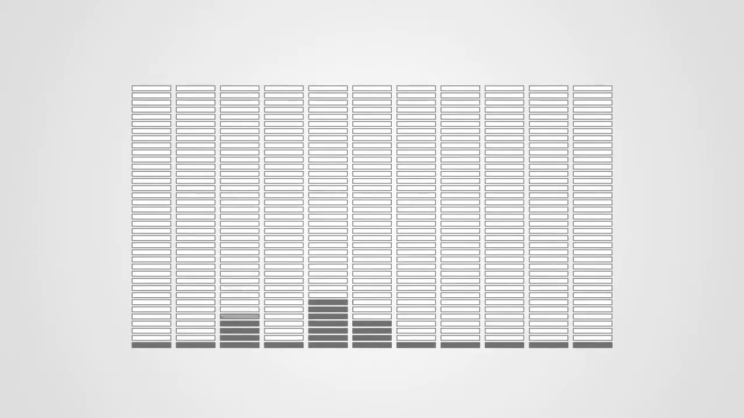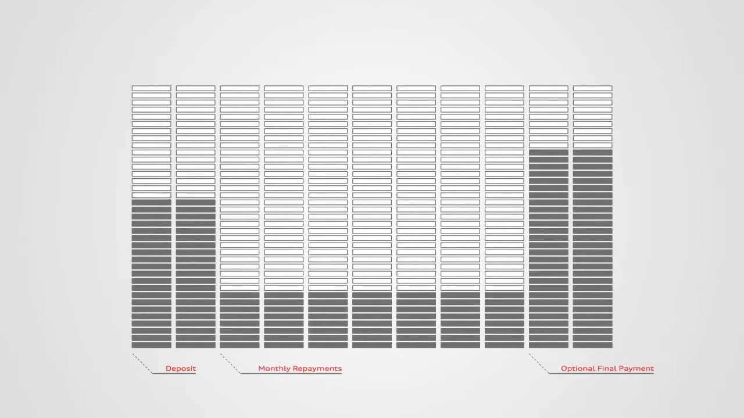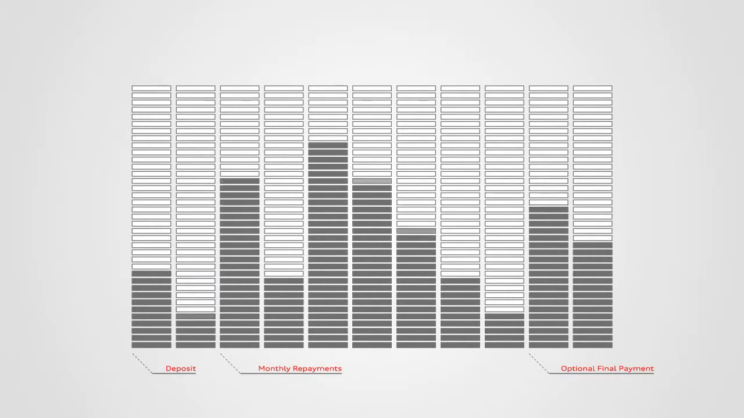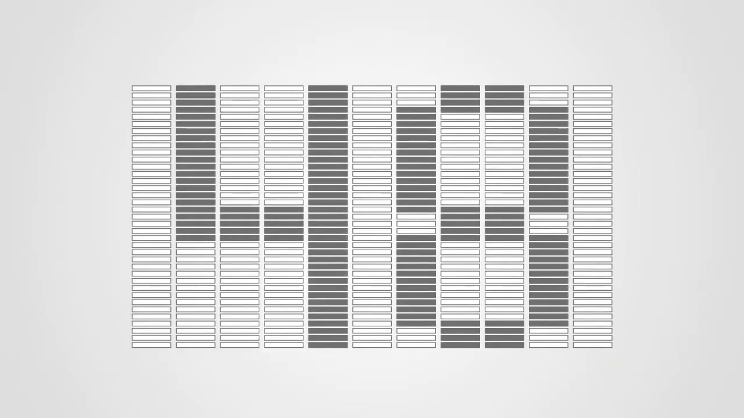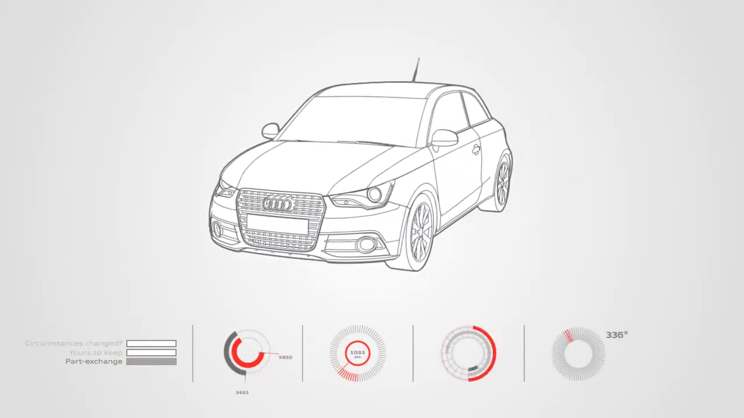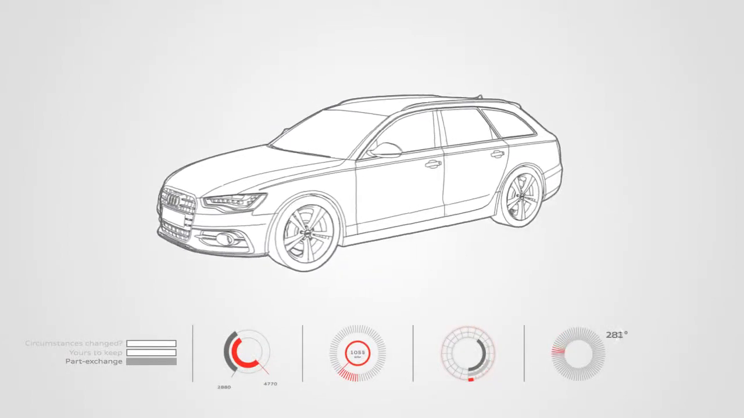Here's how it works. We'll agree a deposit amount with you, then fix your monthly repayments in line with your budget. Then you decide on the duration of your plan, anything from 18 to 48 months. At the end of the contract, you'll have three options. Option 1. Trade your Audi in for another piece of inspired engineering.